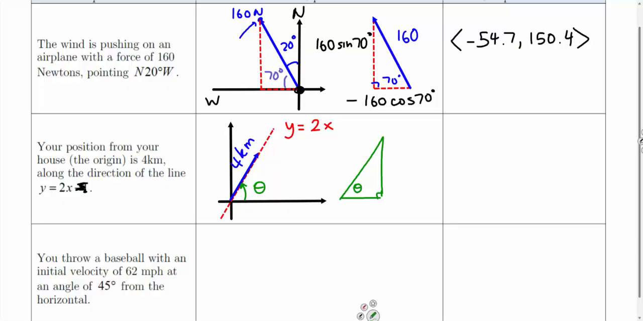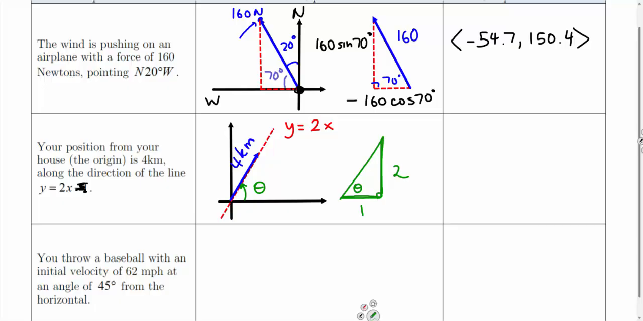With what? Up 2 over 1. Up 2, right? That's the slope. Up 2 over 1. So I can guess, because trig is just a ratio. It doesn't matter if I put 2, 1, 4, 2. It doesn't matter as long as the ratio holds. Go from there.